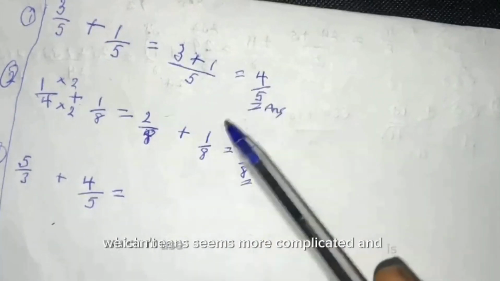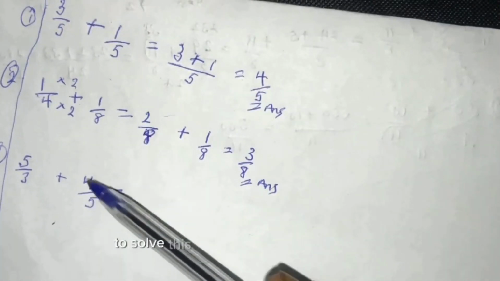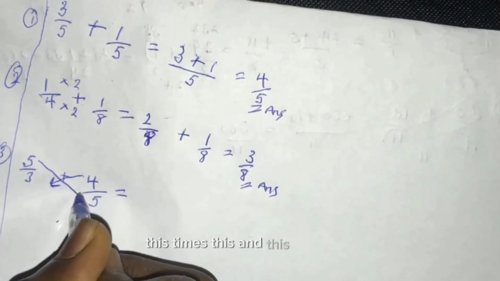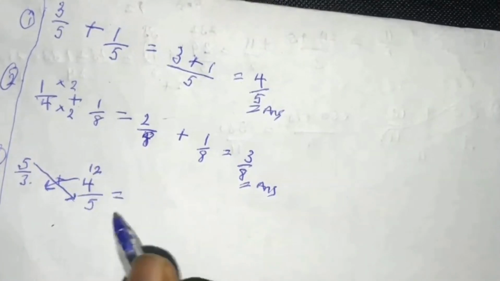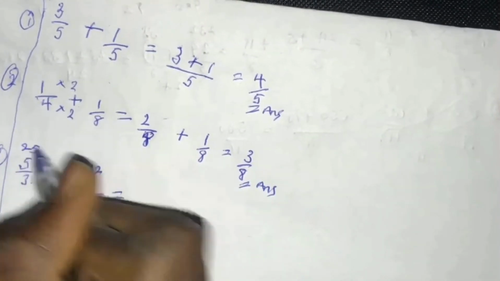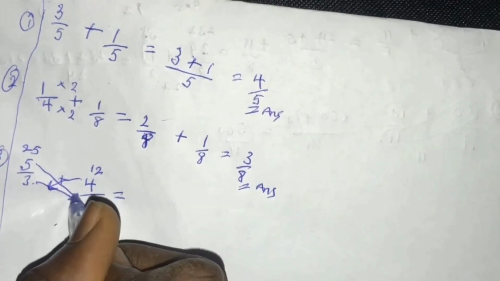Now moving to the next question, which seems more complicated. We can use this method or this method to solve this question. So what we're going to do now is use the cross multiplying method. This times this, and this and this. 3 times 4 is 12. 5 times 5 is 25. Then lastly, 3 times 5 is 15.